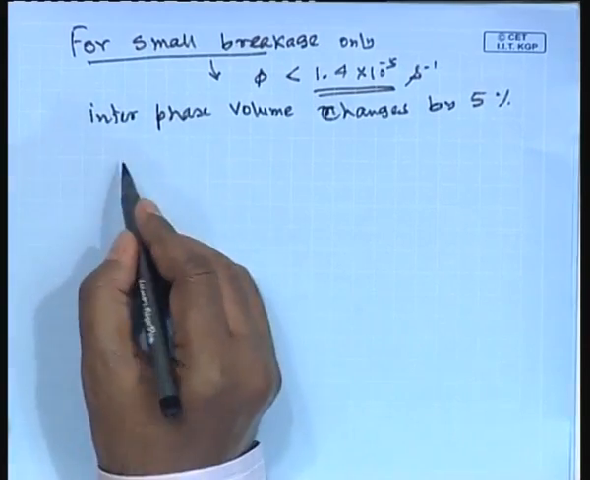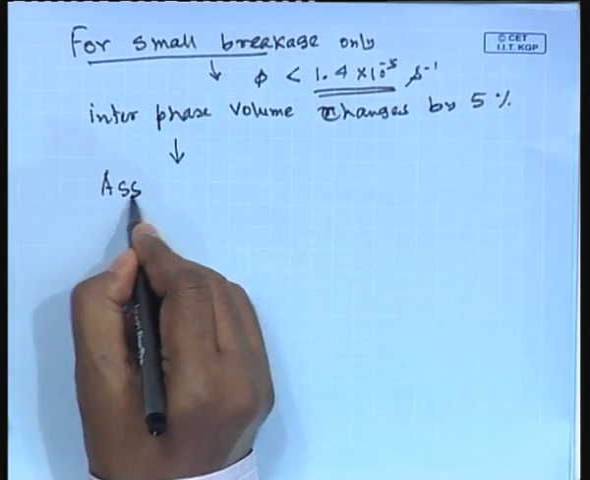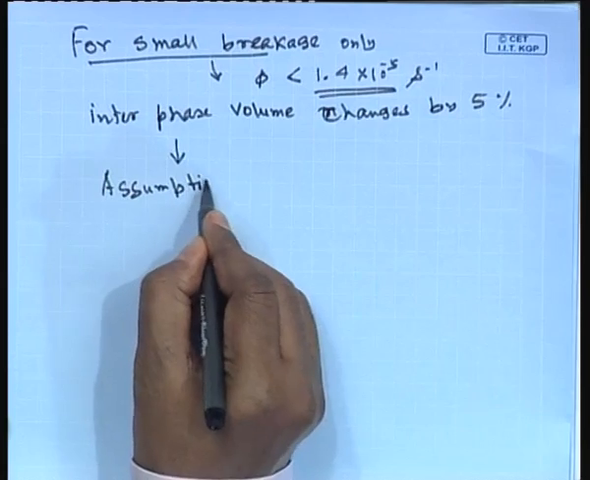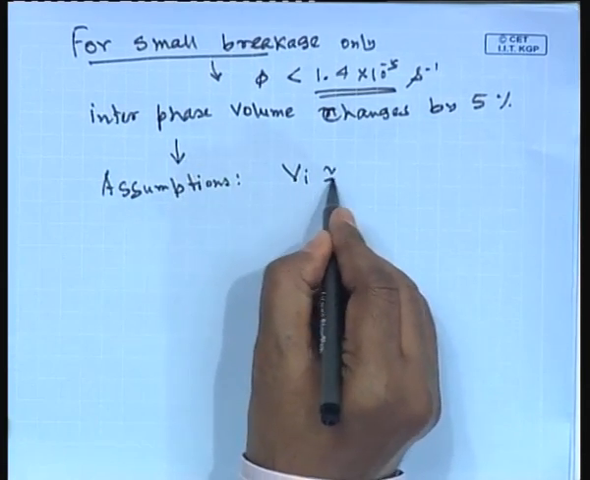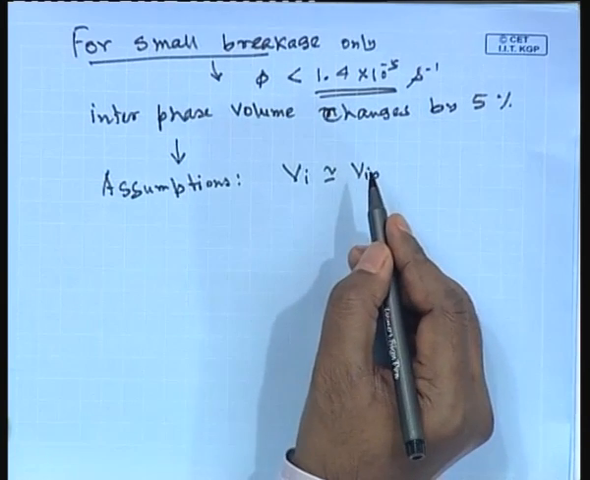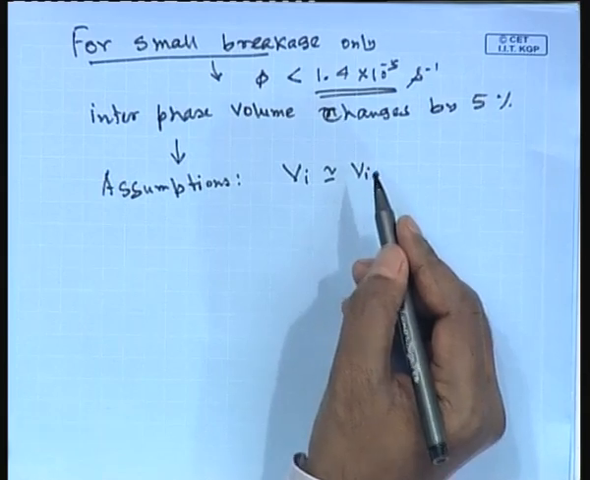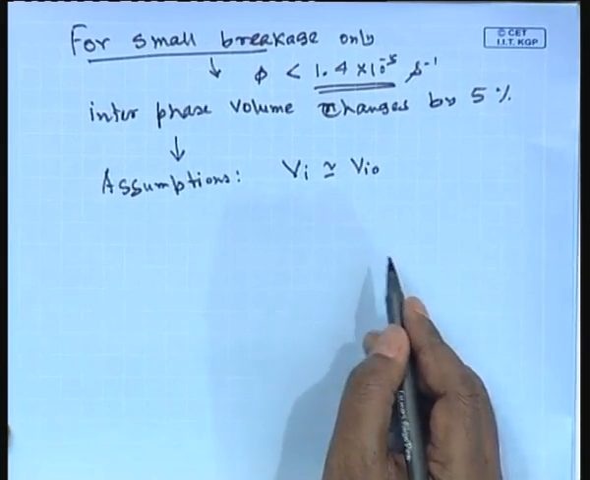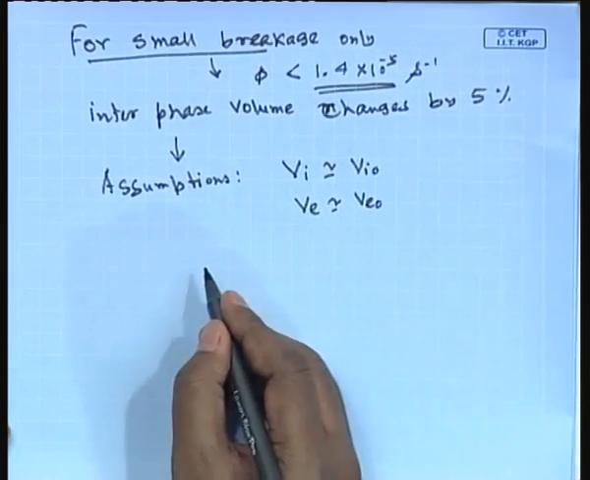So, under this situation, there are two assumptions and these are crucial assumptions. You can make these assumptions which are very valid now. VI will be roughly equal to VI naught, okay, because there is no change in volume of the internal phase as well as external phase, because the change is really insignificant. Okay. And VE will be roughly equal to VE naught.